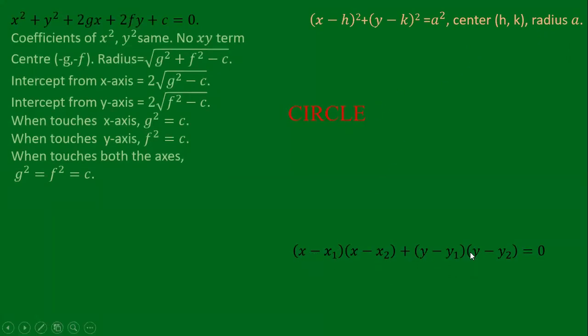When the extremities of a diameter is given, if x1, y1 and x2, y2 are the extremities of a diameter, then we get the equation of circle in this form: x minus x1 into x minus x2 plus y minus y1 into y minus y2 is equal to 0. So when the extremities of a diameter are given, then this is the equation of the circle.